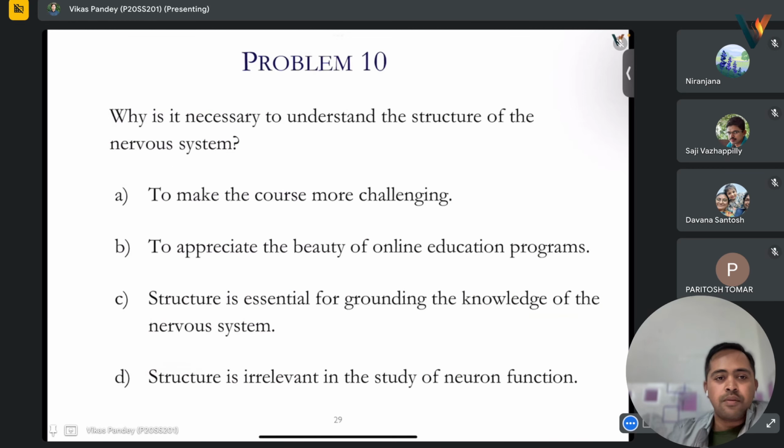This one is taken from the lecture. Why is it necessary to understand the structure of the nervous system? Is it purposefully to make the course more challenging, or to appreciate the beauty of the online education program, or is the structure essential for grounding the knowledge of the nervous system, or are we just reading it because it is irrelevant? Just kidding. It is C.